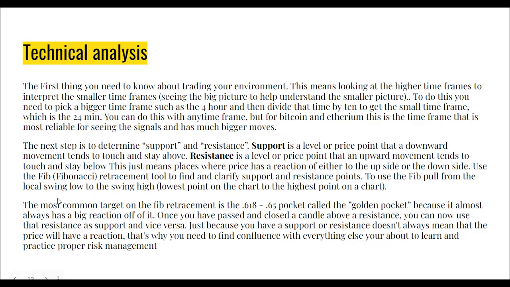So the most common target on the fib retracement is the 0.68 and the 0.65 pocket, called the golden pocket, because it almost always has a big reaction off of it, even on the smaller time frames.